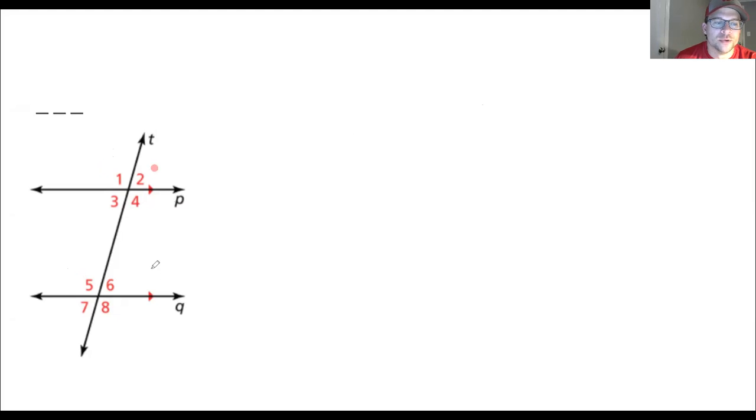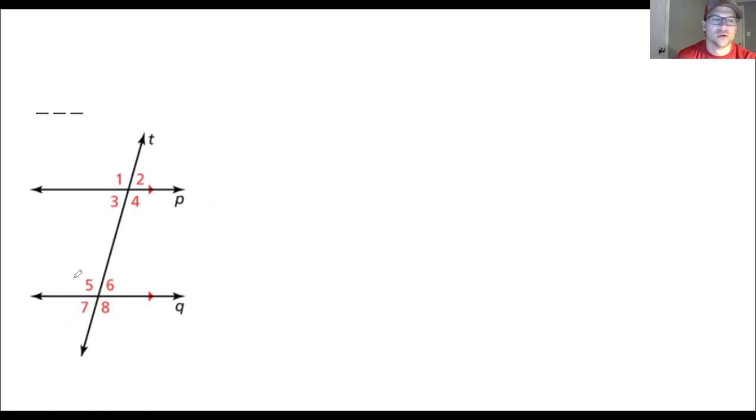Another pair would be 2 and 6. Those two are facing the same direction. If these lines are parallel, then those two angles are congruent. Then we've got 3 and 7, same thing. If they're parallel, they're congruent. 4 and 8. So that would be corresponding angles.